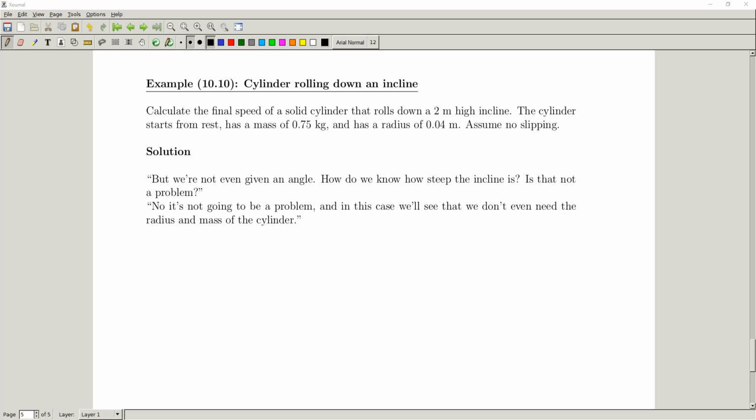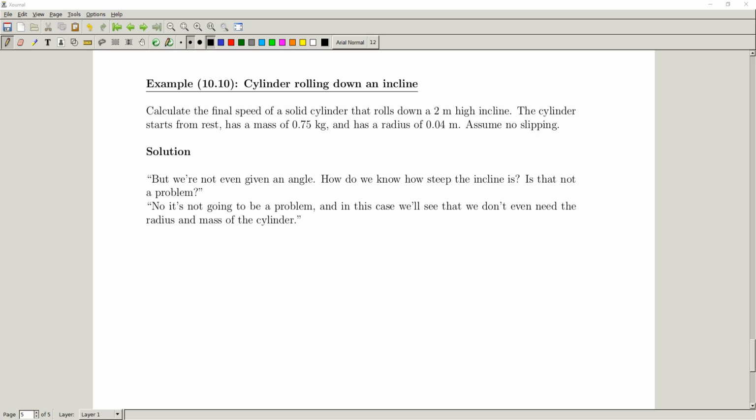I don't have the numbers worked out, but this is directly from the text, so I'll just pull the numbers from the text. Okay, so we're looking at example 10.10 from the textbook, and this is a cylinder rolling down an incline. We want to calculate the final speed of a solid cylinder that rolls down a 10-meter high incline. The cylinder starts from rest, has a mass of 0.75 kilograms, and has a radius of 0.04 meters.